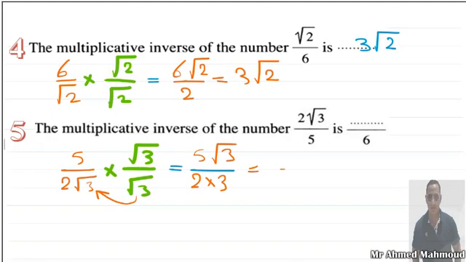The next step, 5 root 3 without change. And 2 times 3 equals 6. I can't simplify 6 with 5. Then the final answer will be 5 root 3 over 6. But here he wrote a space over 6. Then this space included 5 square root 3.